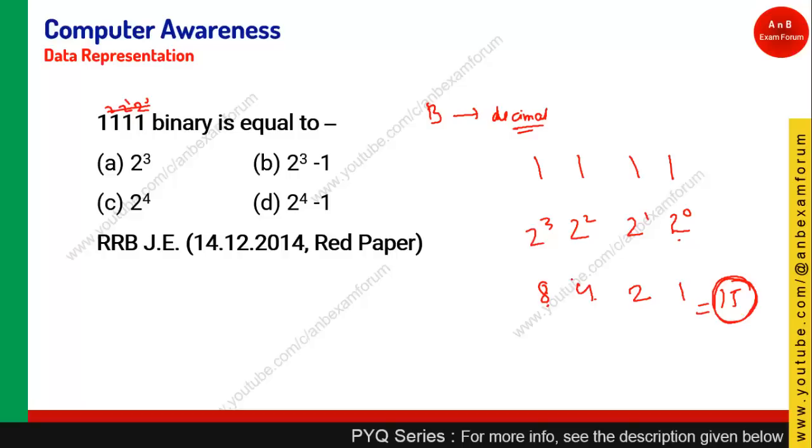So if you go with option D, what happened? 2 power 4 is what? 16, and 16 minus 1 is 15. So option D, those who have given, well and good. I know these conversions are very typical, but you can only answer if you know the theory portion. So go back and learn the theory.